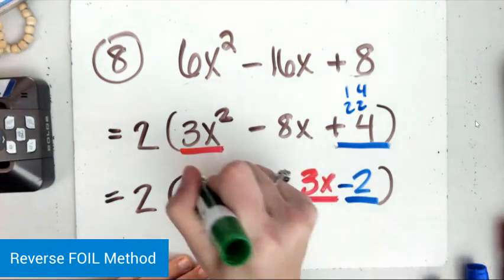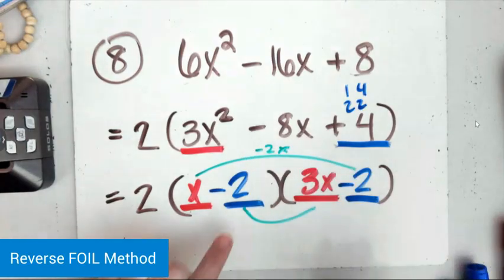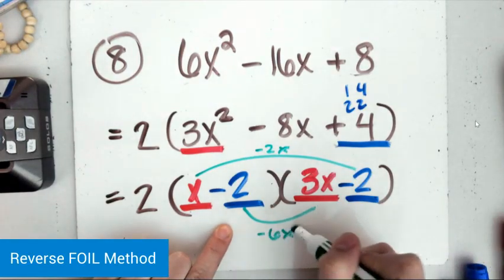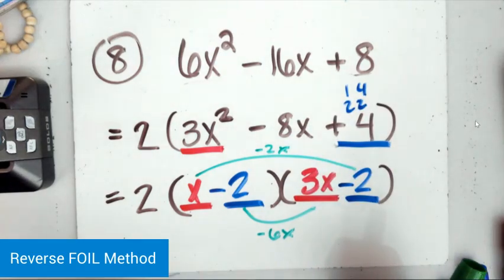All right, outers and inners. Negative 2x and negative 6x. It works. And then do we have to re-multiply it by 2? No, that's it. That's the answer. Because your goal is to split it up as much as possible.